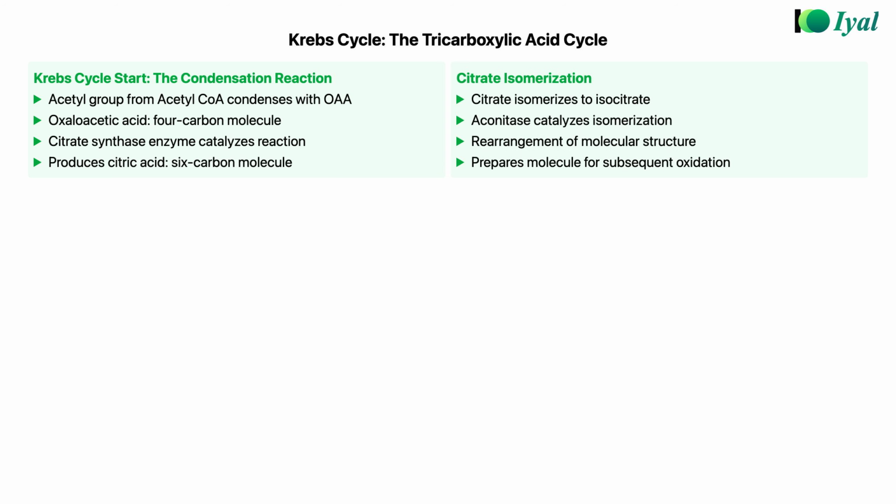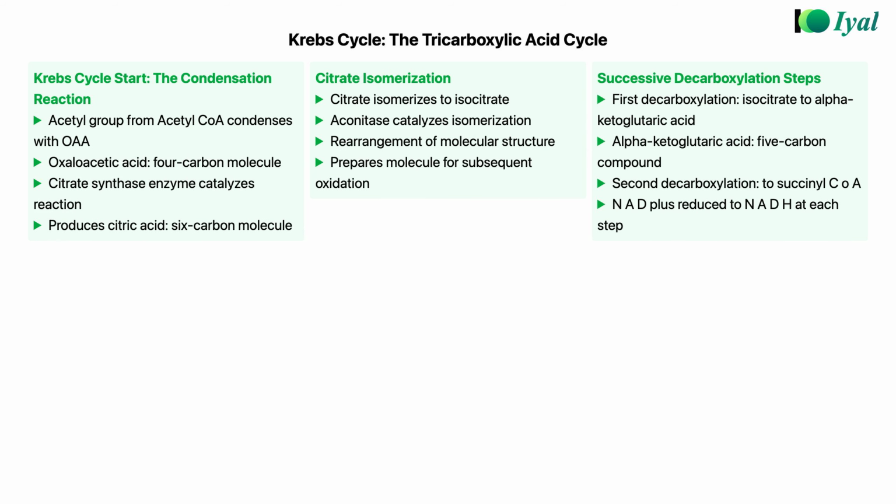Next, citrate rearranges. Isomerization happens. Aconitase enzyme does this. Citrate becomes isocitrate. Still 6 carbons, but the structure is rearranged. This rearrangement is important because it positions the molecule correctly for the oxidations that follow. Think of it like arranging blocks so they fall in the right direction when you push them.